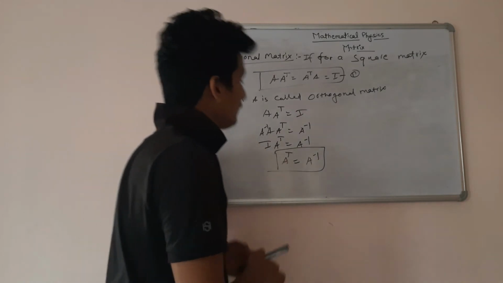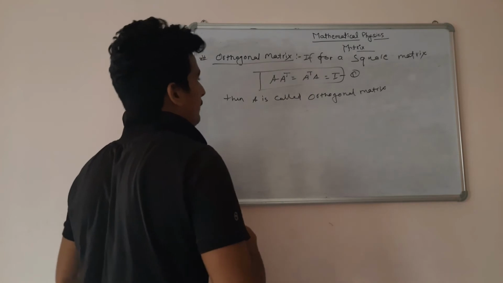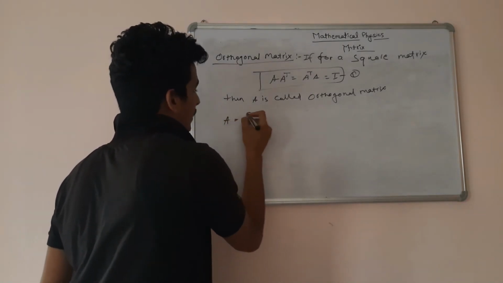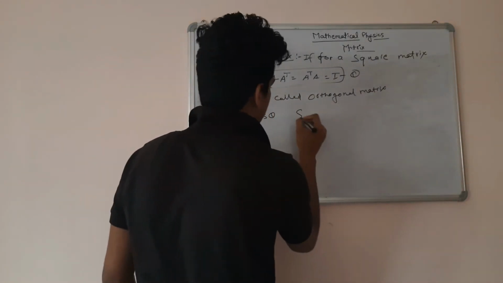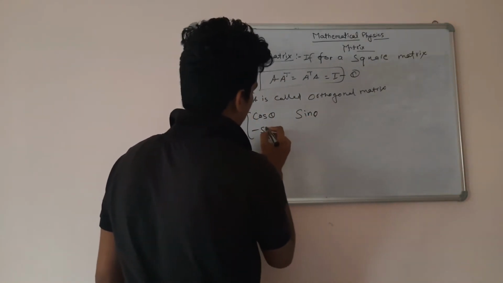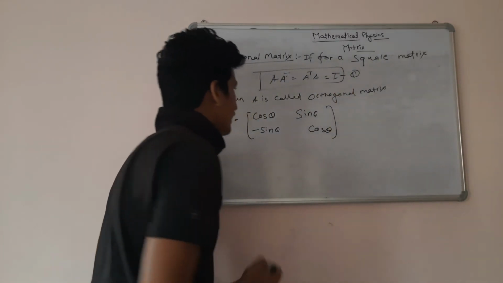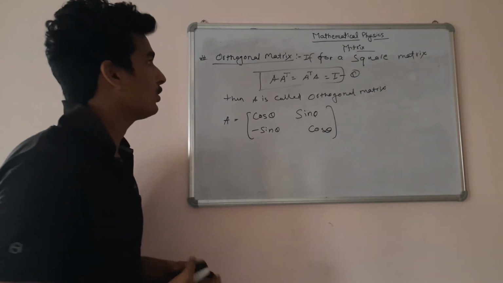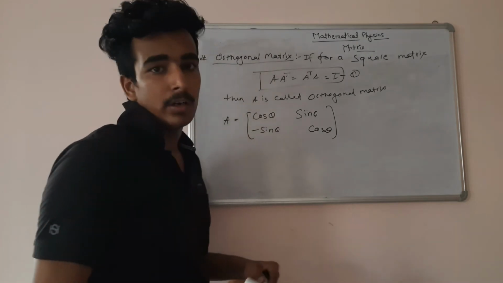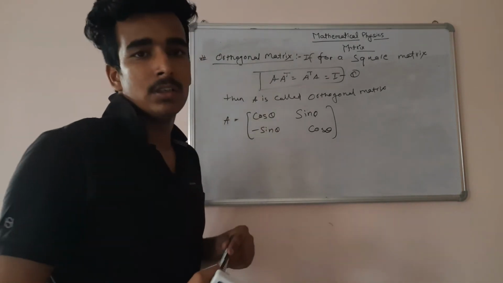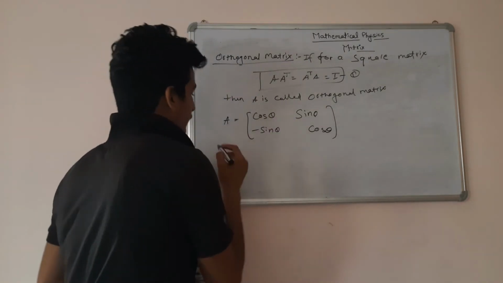Let me understand this by a simple example. I am choosing a matrix A: cos theta, sin theta, minus sin theta, and again cos theta. We have to check whether this matrix A is orthogonal or not. I tell you that this matrix is very important. This is a transformation equation. We will study this in classical mechanics.